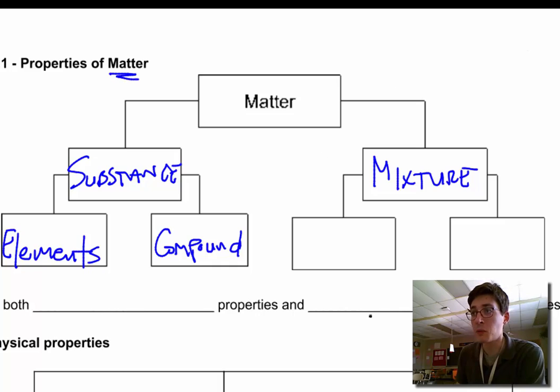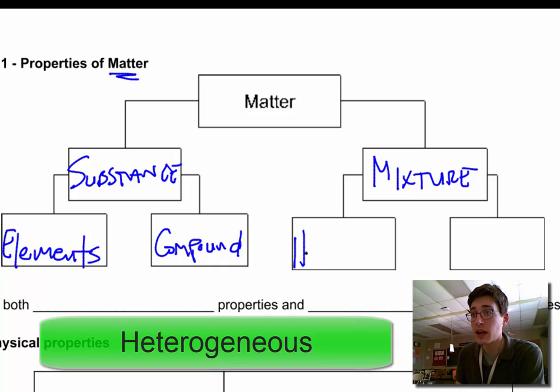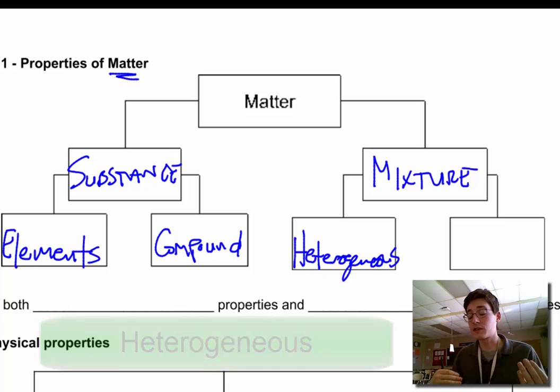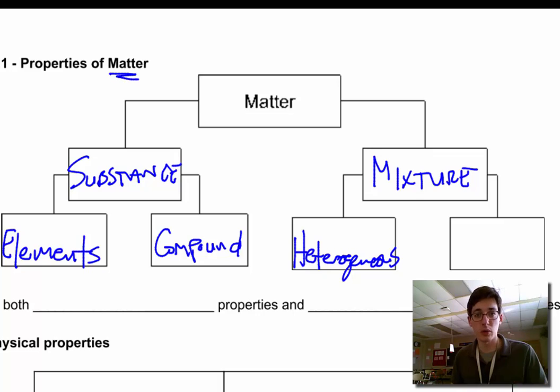A mixture is either going to be heterogeneous, meaning I can see the different parts. So a heterogeneous mixture would be like some soil. You've got rocks and twigs and dirt, some sand. I can see individual kinds of material inside of that mixture.